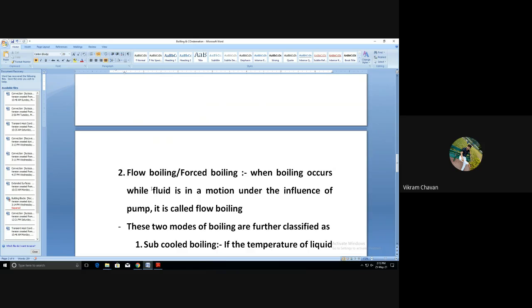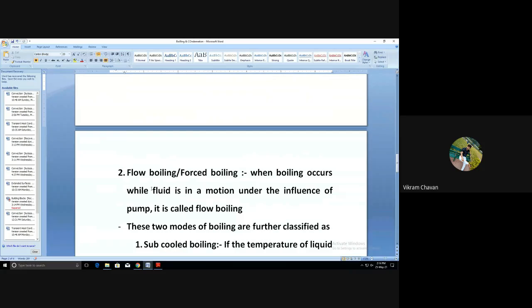Then the second classification of boiling is flow boiling or forced boiling. When boiling occurs while the fluid is in motion under the influence of a pump, it is called flow boiling, and it is also called forced boiling. So if any external agency is used for the motion of a fluid, and the boiling happens during that motion, then that particular boiling is called flow boiling or forced boiling.